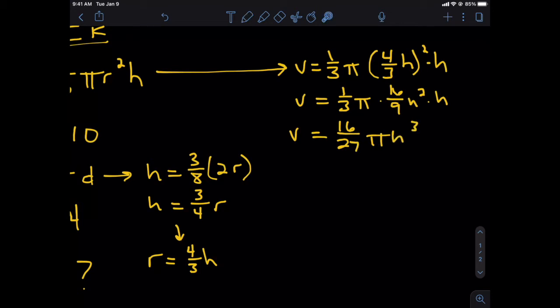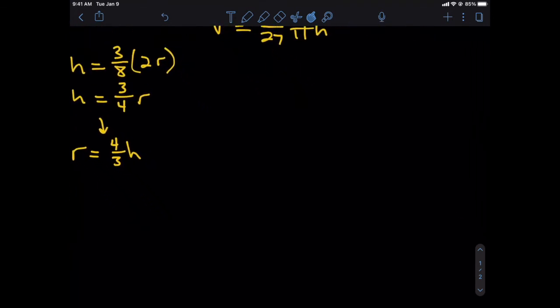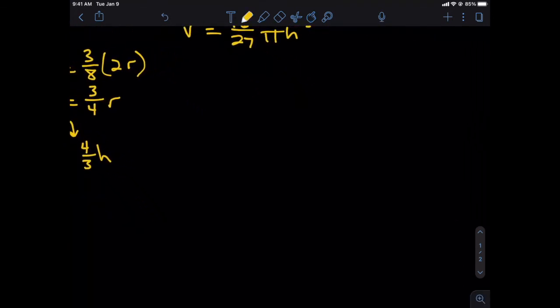Note how we only have V and h in this case, no more r's. This means that we're going to be able to differentiate now, and we'll also be able to plug in all of the values from the word problem. There's going to be no unknowns except for the one that we're trying to solve.